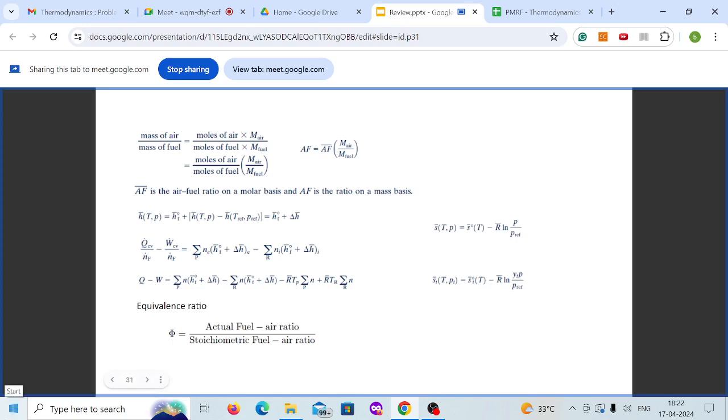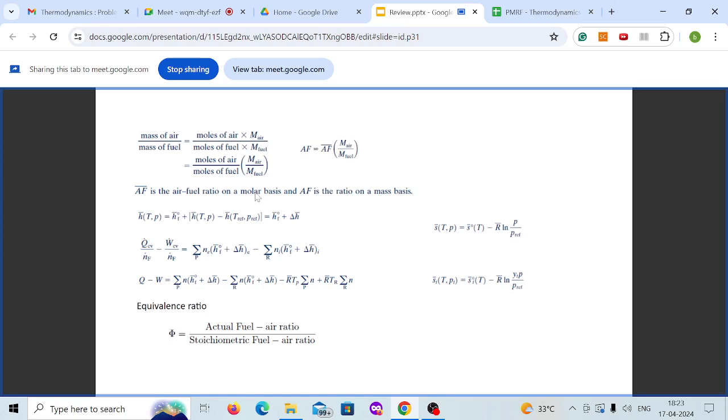Then moving on to the reaction questions. You can define the air fuel ratio. Air fuel ratio is nothing but the mass of air divided by the mass of fuel. You can also write it in terms of moles, which gives moles of air divided by moles of fuel, into molecular weights. So the expression will be: air fuel ratio in terms of mass equals air fuel ratio in terms of moles times molecular weight of air divided by molecular weight of fuel.